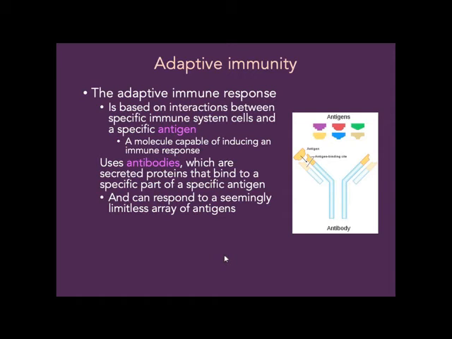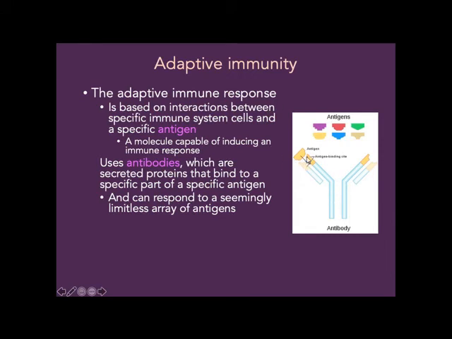The adaptive immune system uses antibodies. So these are secreted proteins that bind to a specific part of a specific antigen. Antibodies can look different ways, but this is one main way that an antibody can look. So kind of a Y-shaped molecule. And at the tips of the arms, it has little nooks and crannies that fit the particular antigens that are on the outside. So imagine this antigen is attached to the outside of a virus.